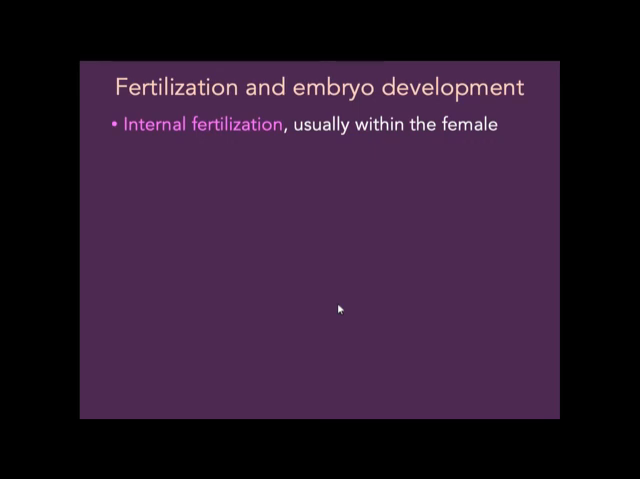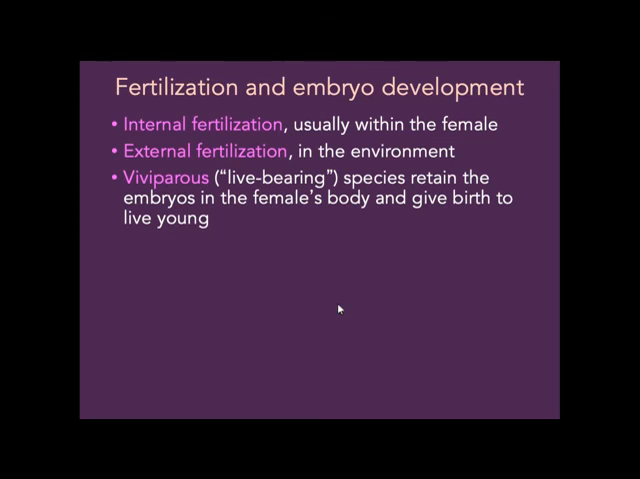Some species are viviparous, meaning that they give birth to live young. So the embryos develop in the female's body, and then she gives birth to live young. Some species are oviparous, meaning they lay eggs outside, and then the eggs will develop independently of the mother. So in order for those eggs to survive, the embryos have to have some kind of a yolk to live off of. And then here's a category you may not have heard of.